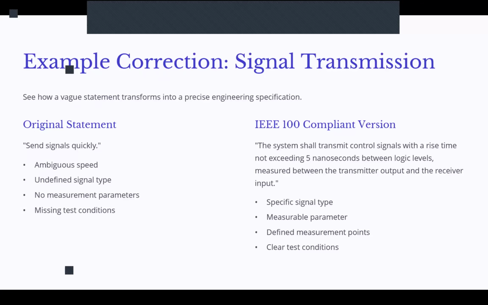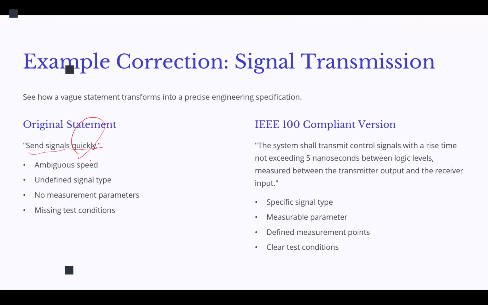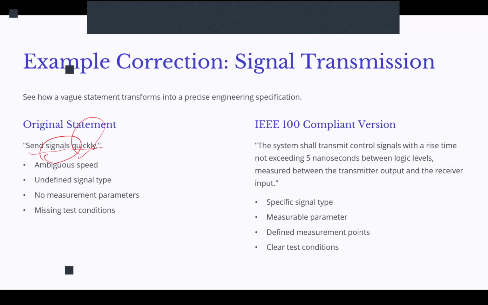Now, what is the ambiguity for that signal transmission? It says send signal quickly. What is quickly? What is the meaning of the quick? We need to quantify that speed. And what is signal? Which signal should that device transfer with that speed? Is it a control signal, or is it something else? And when we say send, where are the two endpoints? From where to where should it send that specific signal with that specific speed?